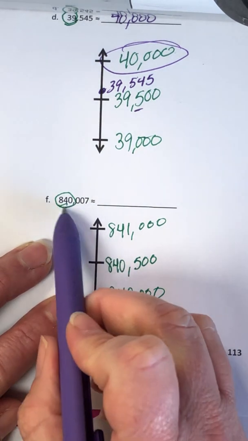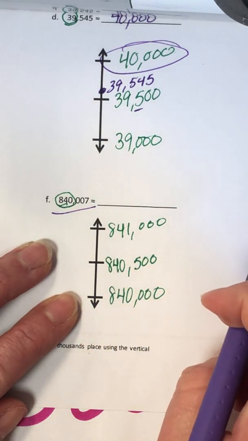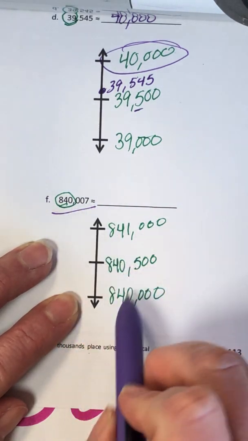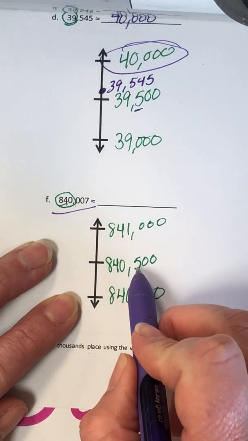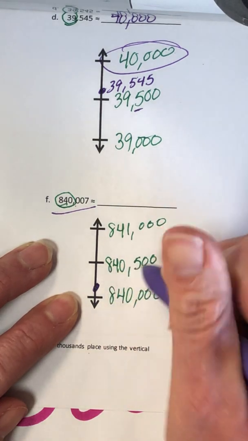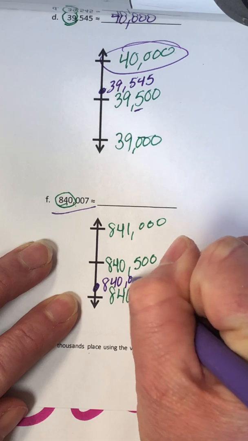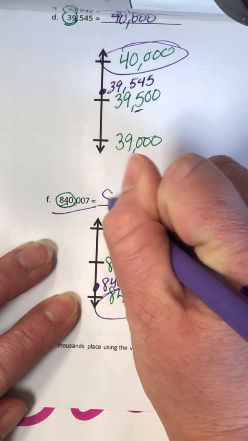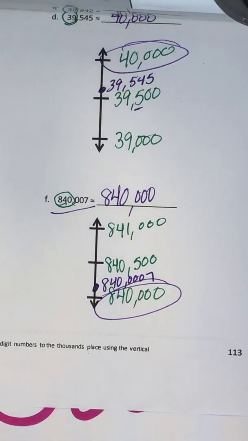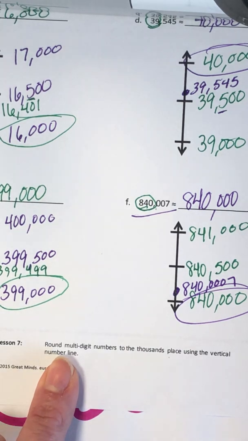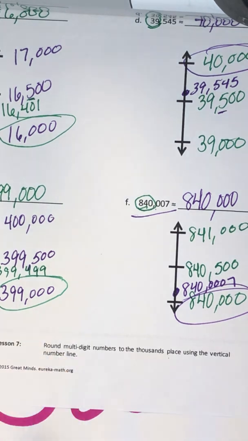After I do that, I've got to figure out where I'm going to put this number on the number line. Well, it's 840,000. Oh, there's 0 hundreds. And to be above it, you have to have more than 5. So we have less. So we're going to put it down here. And so therefore, it is going to round to 840 thousand. And that is how we round multi-digit numbers to the thousands place using the vertical number line. It is coming that you're going to have to round to other places. So getting this style down is very important.